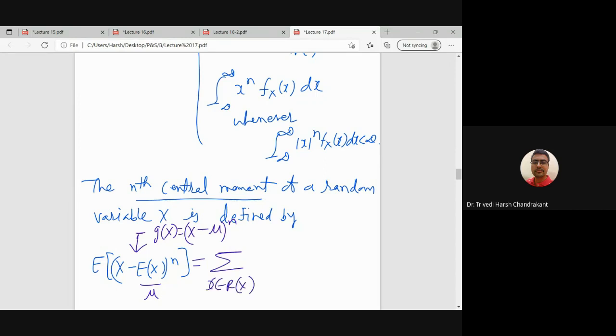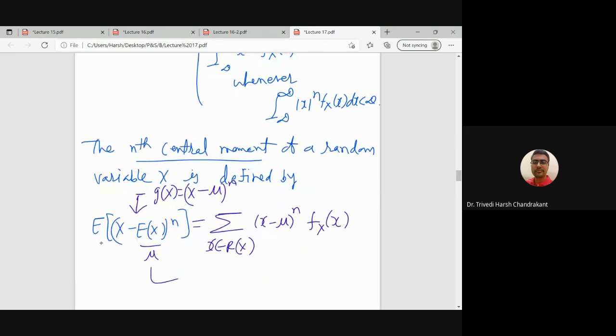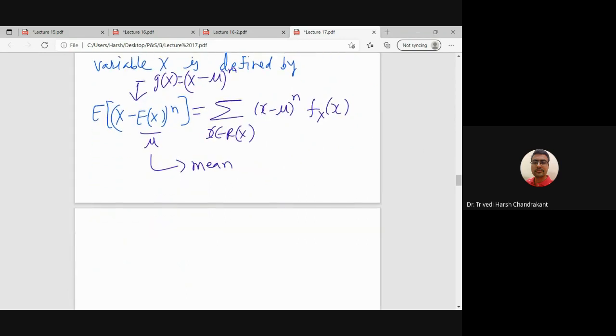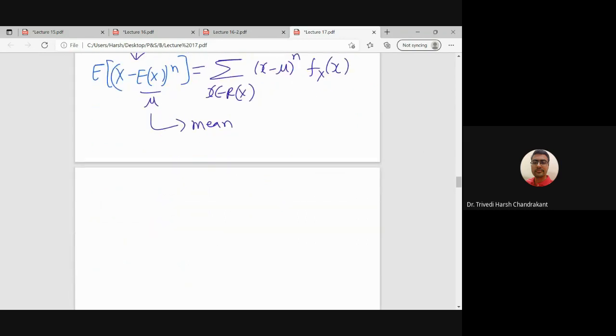g(x) times f(x), where g(x) is (x minus mu) to the power n, right? That is (x minus mu) to the power n times f(x), where mu is the mean. Similarly, we can easily write down the continuous case, which I will not write. We'll quickly move to the variance definition.